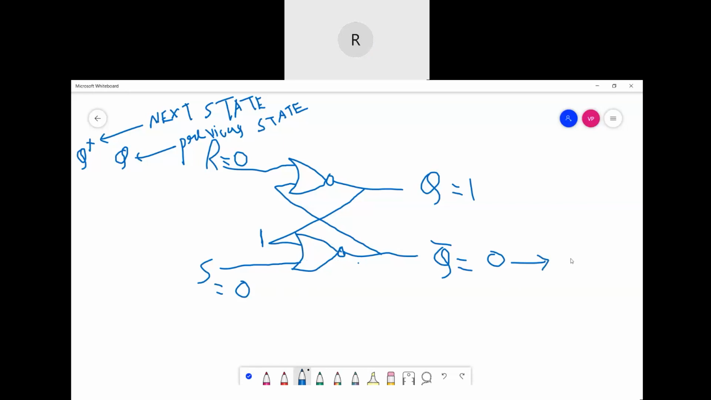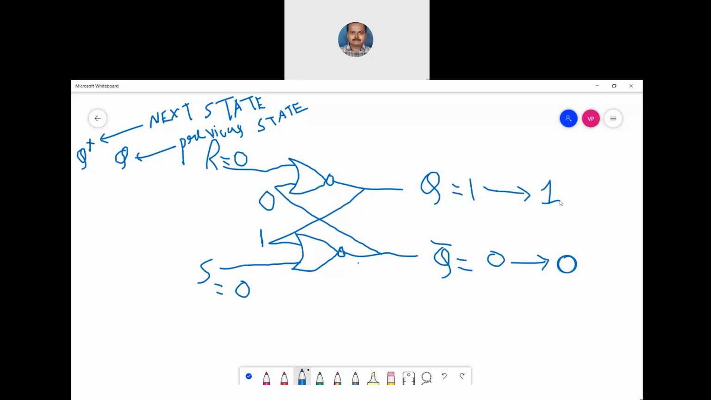Since it is 0, the output of the second NOR gate will also act as an input to the first NOR gate. So when both the inputs are 0 and 0, what is the output of this one? It is equal to 1 here.